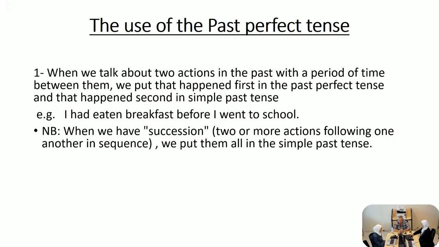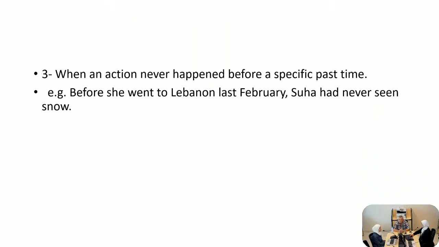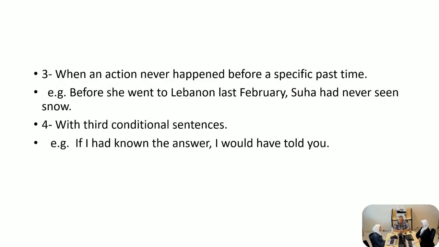The past perfect is also used when we talk about an action that happened before a specific past time. Before sunrise, the doctor had performed the operation. It's also used when an action never happened before a specific past time. Before she went to Lebanon last February, Suha had never seen snow. And the final use is with third conditional sentences. If I had known the answer, I would have told you.